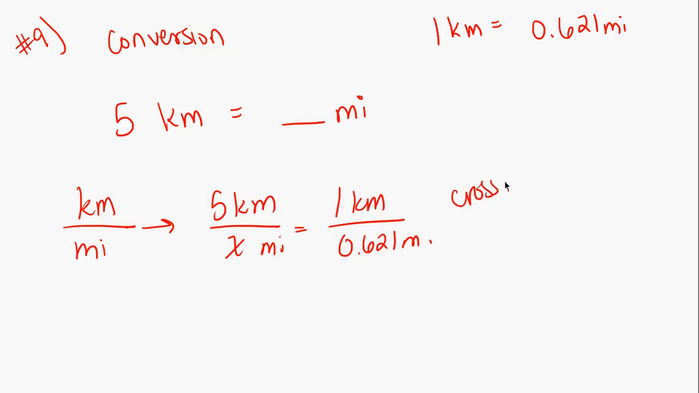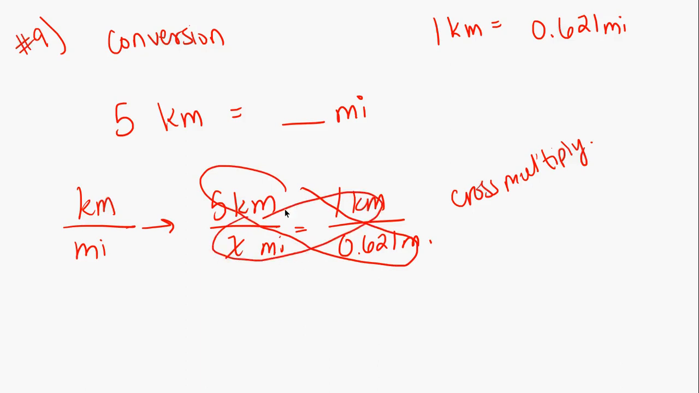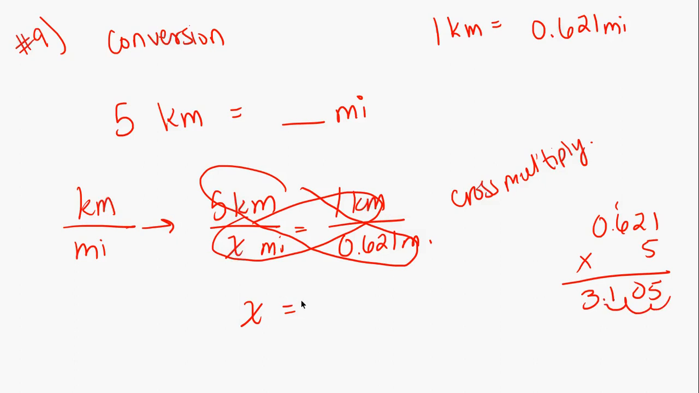So again, just cross multiply. We have these two multiplied together and these two. So x equals, we're going to do 0.621 times 5. That's 5, 10, 31. And then we move it over 3 places. So you get 3.105 miles.